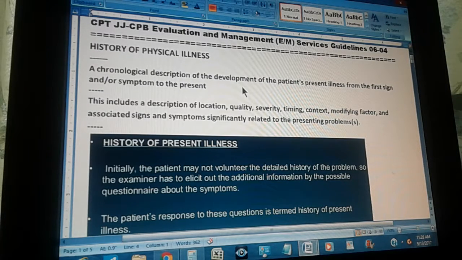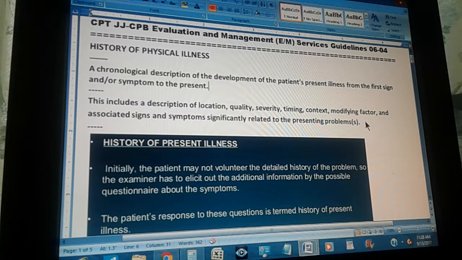It is a description of the development of the patient's present illness, the reason why the patient is coming to the doctor, from the first sign and/or symptoms to the present. From the first sign of the disease until now. What happened? That is a history.